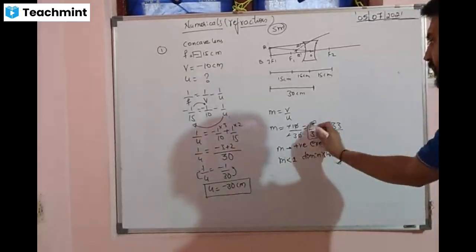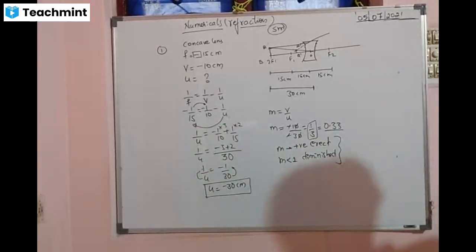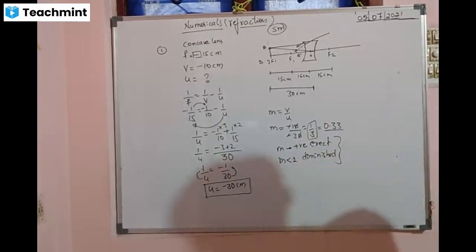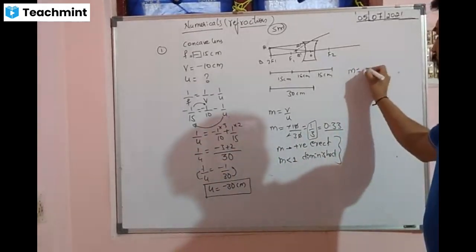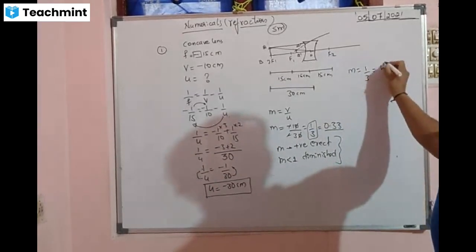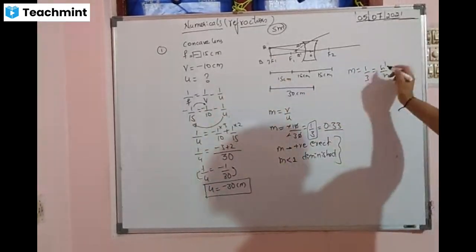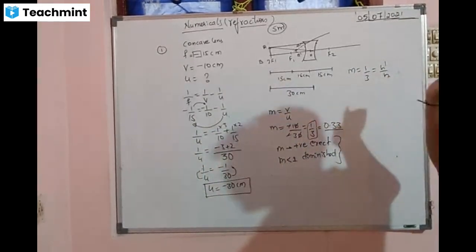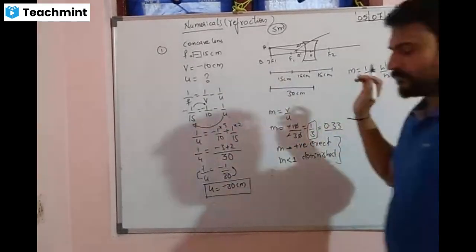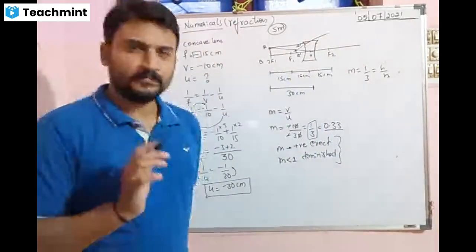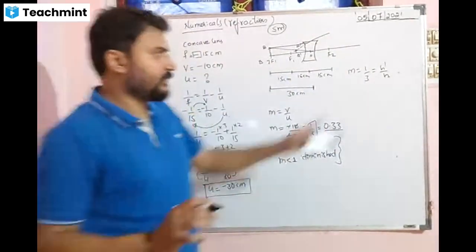So what this means? 1 by 3 means you can substitute here. So M is equal to 1 by 3, which is equal to H dash by H also, no? M is equal to, you had written that. H dash is 1, H is 3. What does it mean?